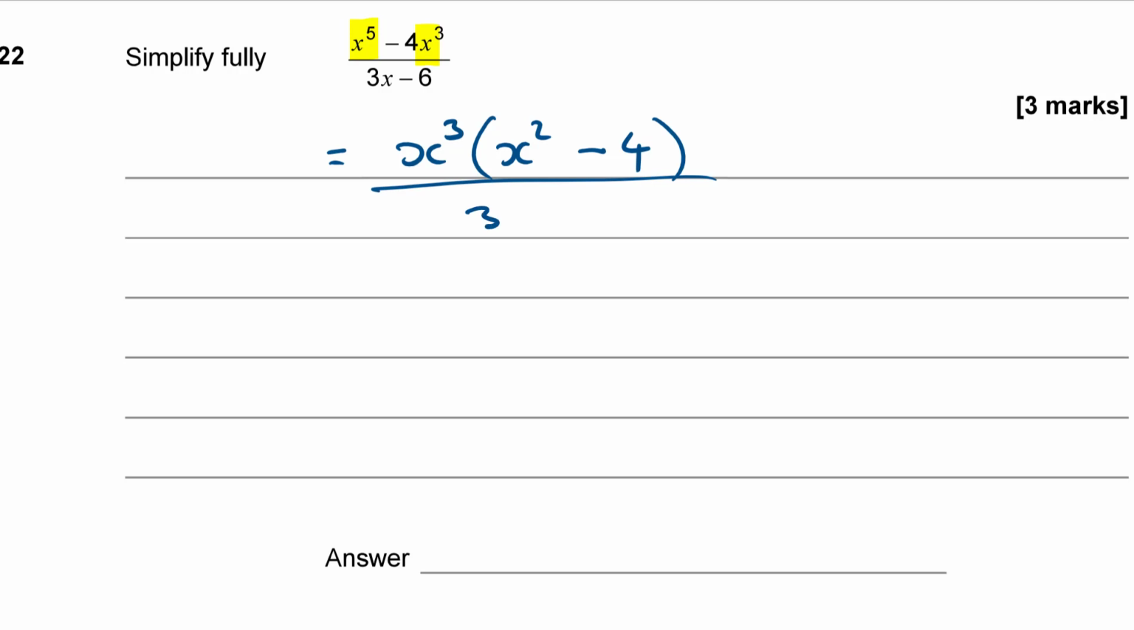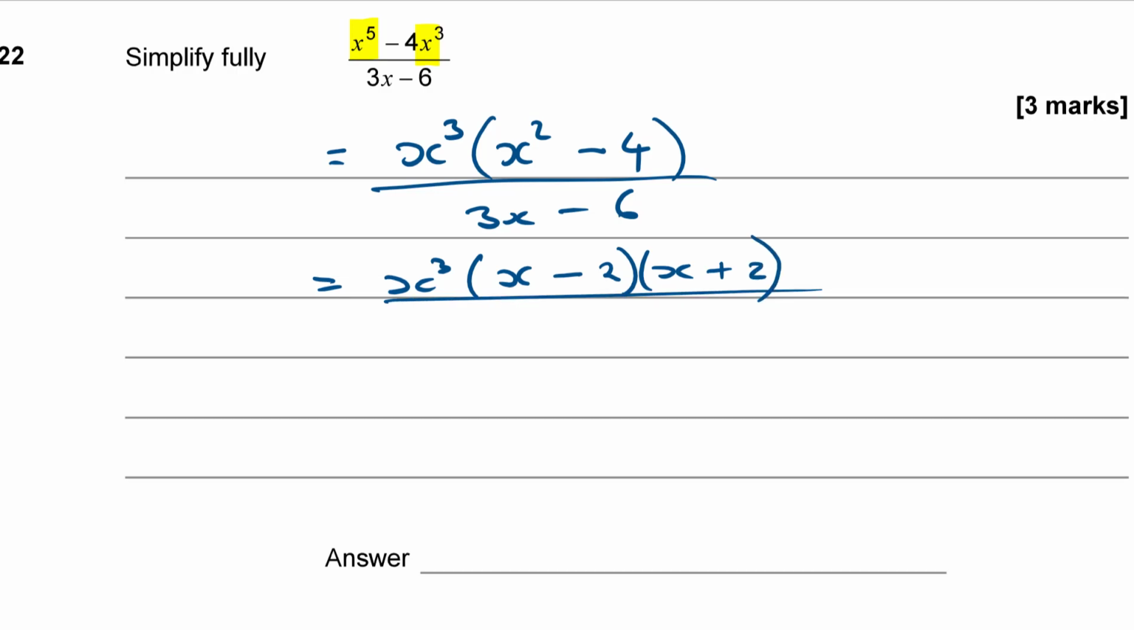Now do you recognize what's inside the bracket there? That's what we call the difference of two squares, isn't it? So you should remember how to factorize those. So factorizing the difference of two squares, you're going to get the root of the first term minus the root of the second term, and then the root of the first term plus the root of the second term. Should be x minus 2, x plus 2.